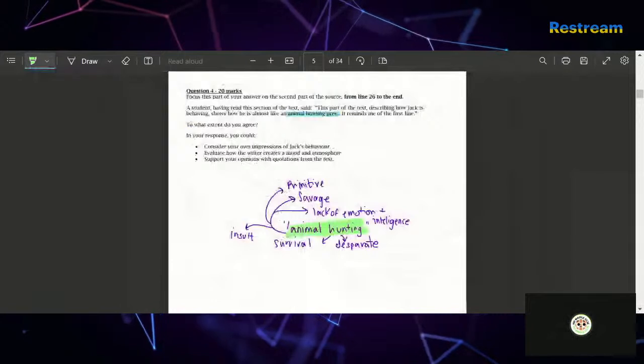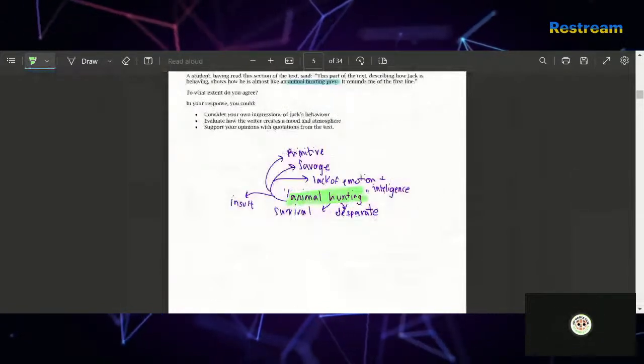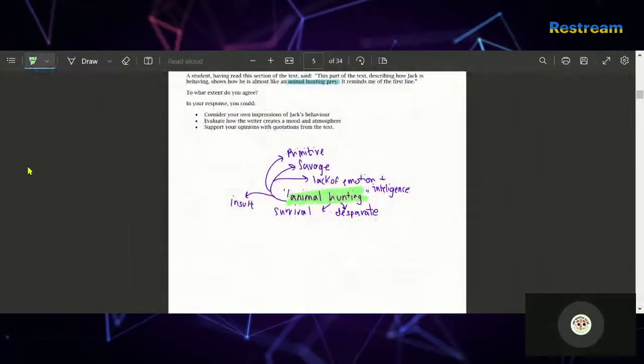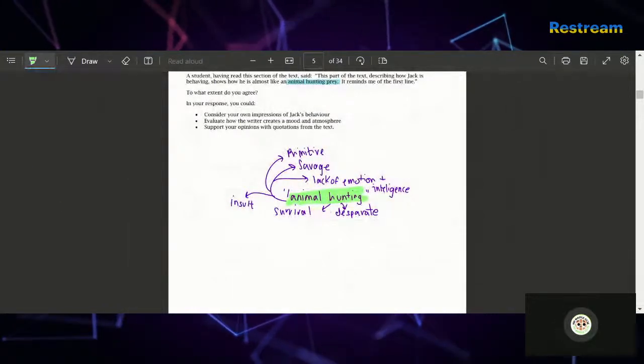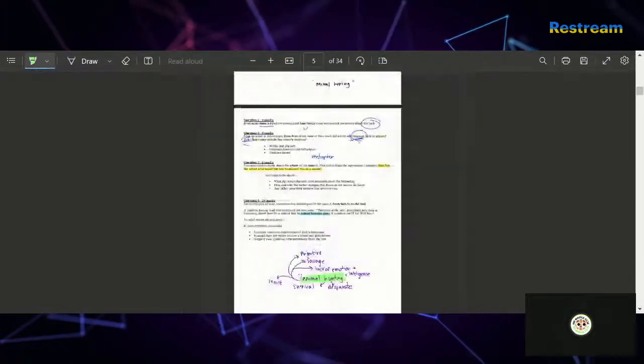So that is English language part 1 section, part A of section 1. We've gone through and answered some questions, and we've also gone through how to answer it.